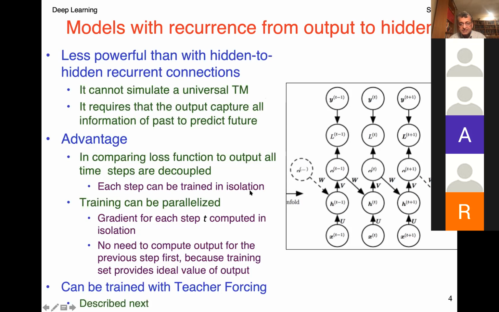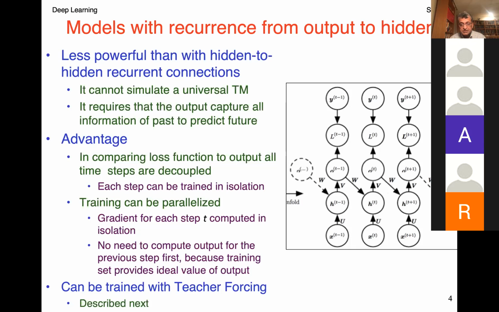An advantage of this kind of a model, see, look, there's no connection between ht minus 1 to ht and ht to ht plus 1. There's a connection from ot minus 1 to ht and ot to ht plus 1. That's the difference. These are diagonal lines instead of horizontal lines. Advantage: in comparing the loss function to the output, all time steps are decoupled. Each step can be trained in isolation.